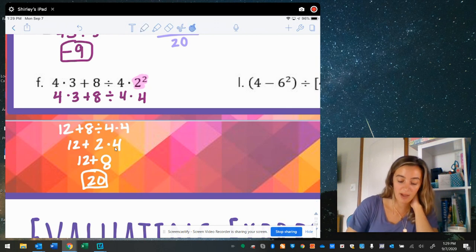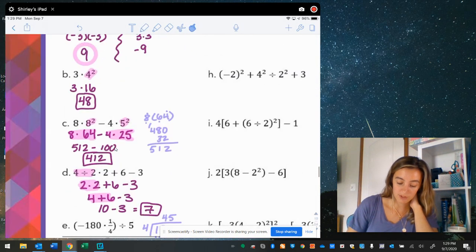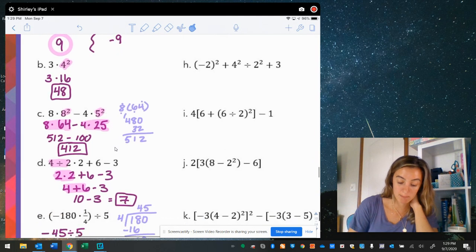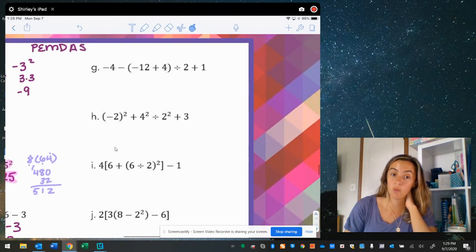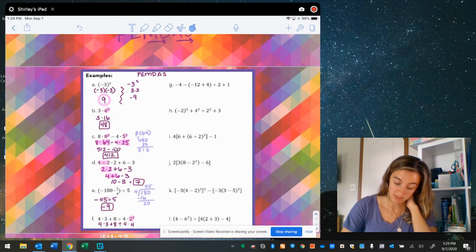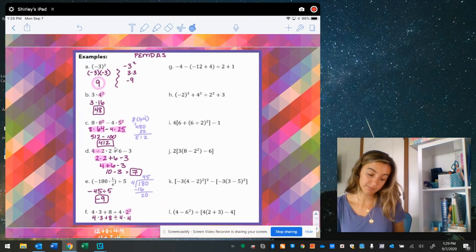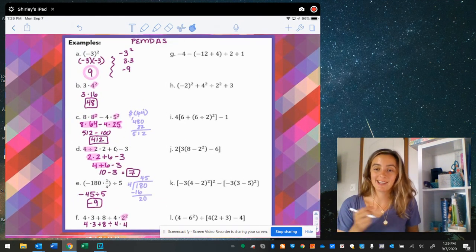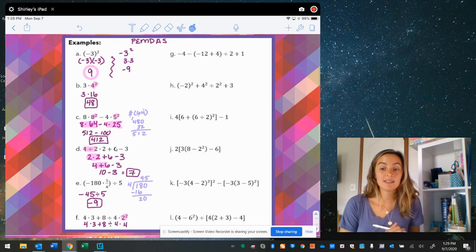Okay, so there you have it for your first video of order of operations. So now if you want to try to work out these ones on the right on your own, and then once you get those, you can check the second video I post to see if you got them right.